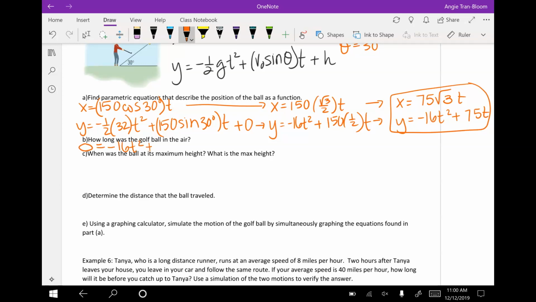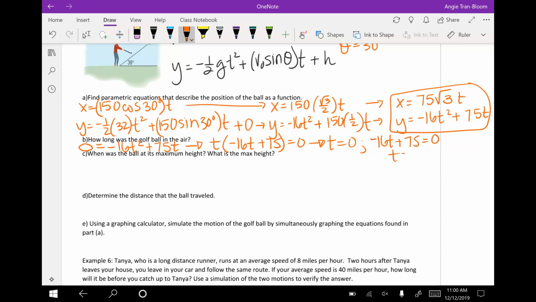So I would be solving by factoring. Would you agree that I can factor out a t? Yes. So that's left with negative 16t plus 75 equals 0. Take each factor and set it equal to 0. t equals 0 is one of them. Then negative 16t plus 75 equals 0.